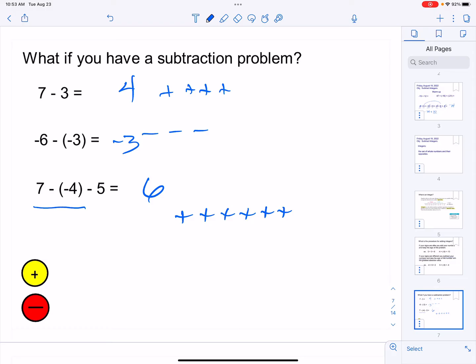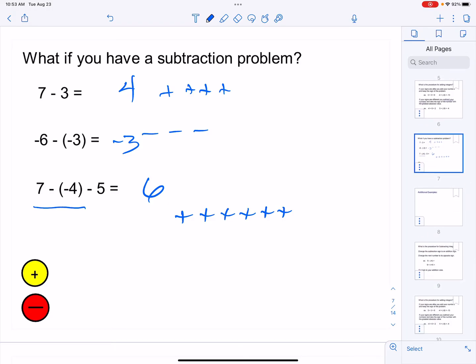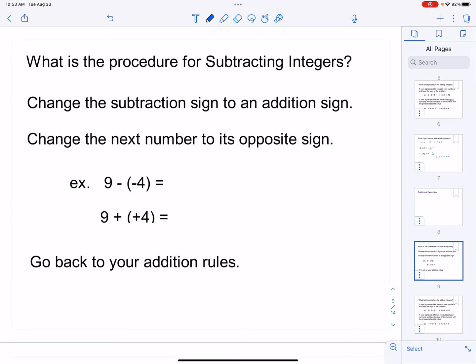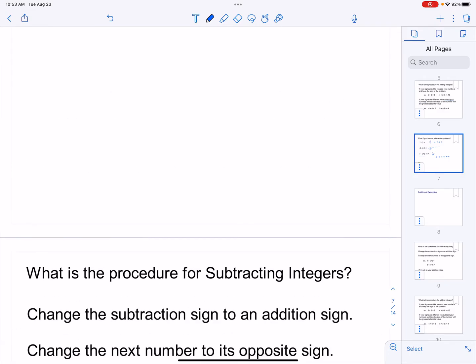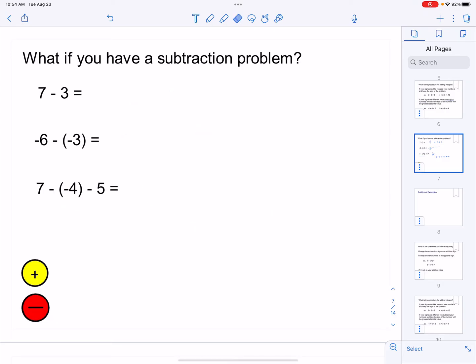Okay? Now what we have to do today is determine what are some rules that I can use in order to do this subtraction. Well, hopefully what you learned from last year is that with subtraction, there's just a simple little rule. The rule is change the subtraction sign to addition, and then change the next number to its opposite, and then go back to your add rules. So let's take a look at these 6 questions again using that rule. Okay, that's what we're going to do.